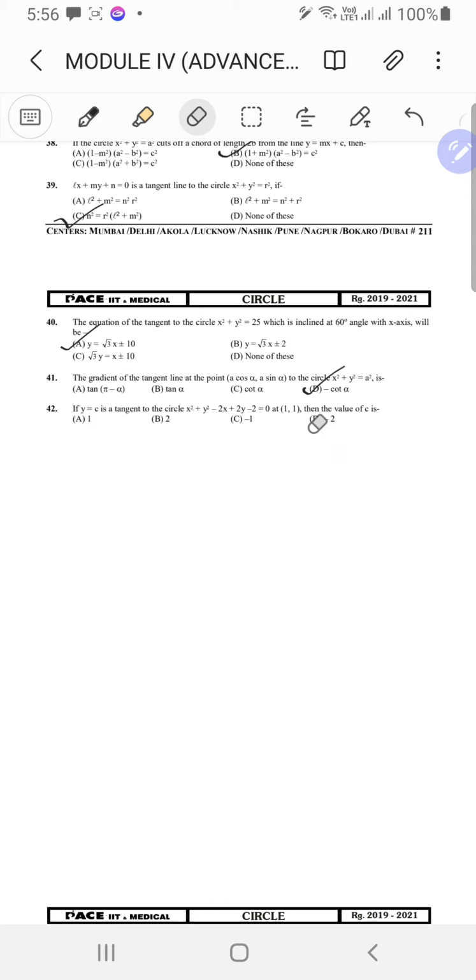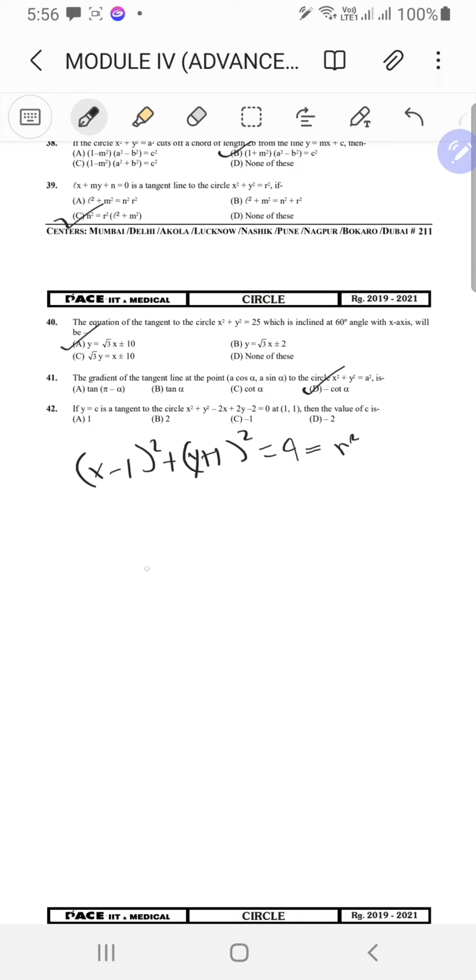Let's move on. If y equals c is a tangent to the circle x squared plus y squared minus 2x plus 2y minus 2 equal to 0 at 1 comma 1, then the value of c is, okay, the same thing, right? Find the center, find the distance. What's the center? It's x minus 1 squared plus y plus 1 squared is, so 2 plus 1 plus 1 is 4, which is r squared, so r is 2, nice.